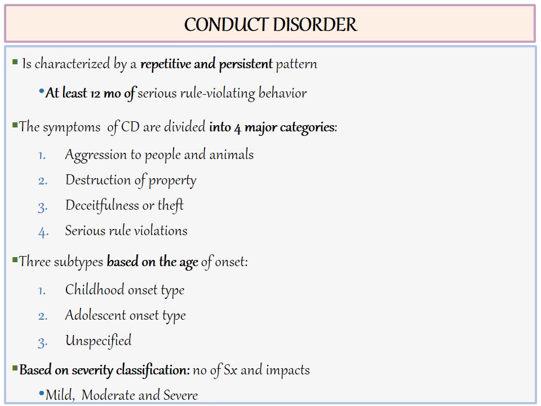Conduct disorder is characterized by a repetitive and persistent pattern, of at least 12 months, of serious rule-violating behavior. The symptoms of CD are divided into 4 major categories: aggression to people and animals, destruction of property, deceitfulness or theft, and serious rule violations. There are 3 subtypes based on the age of onset: childhood onset type, adolescent onset type, and unspecified onset. Severity classification is based on the number of symptoms and impacts: mild, moderate, and severe.